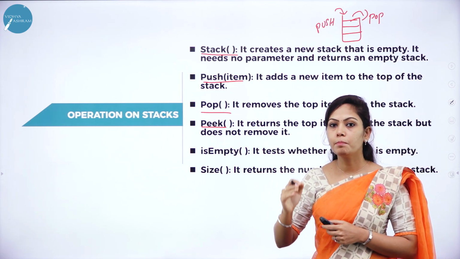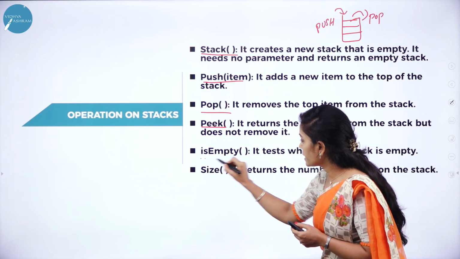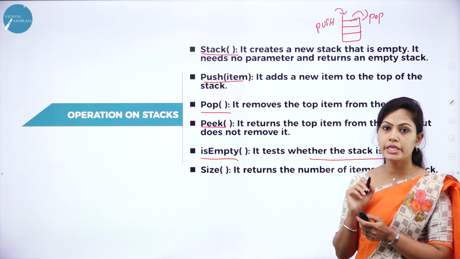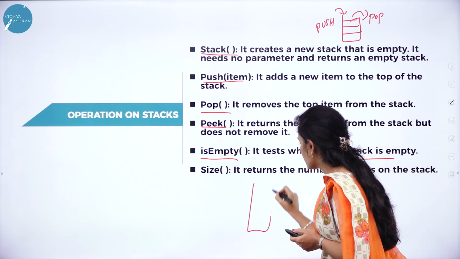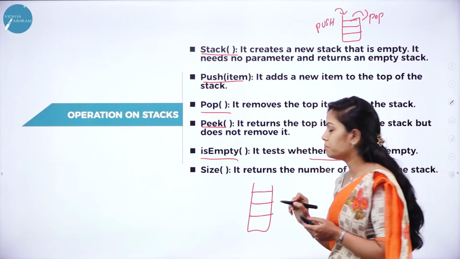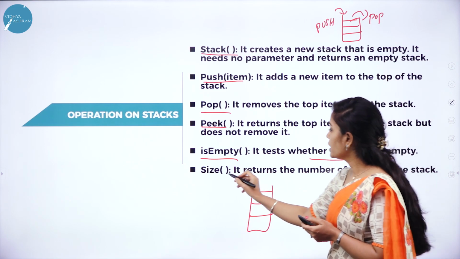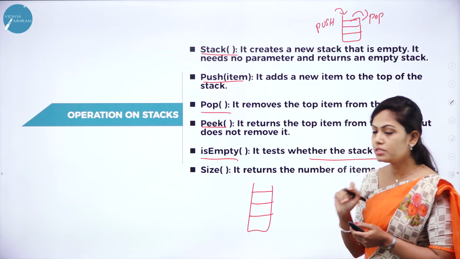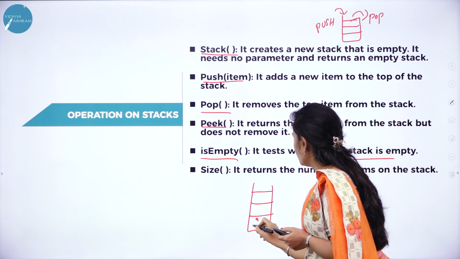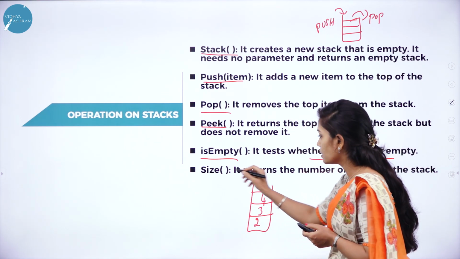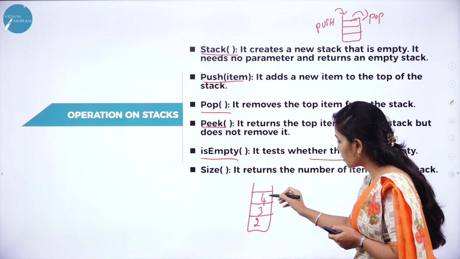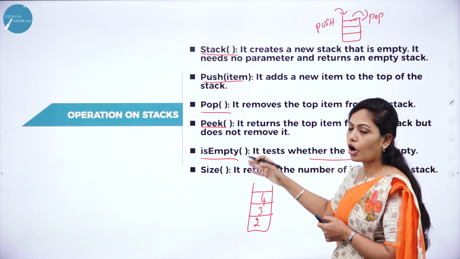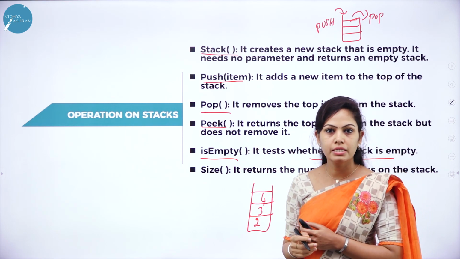So peek and pop. And is empty: is empty tests whether the stack is empty or not. And size of: size of returns the number of items on the stack, for example 2, 3, 4. These are the main operations performed on stacks.